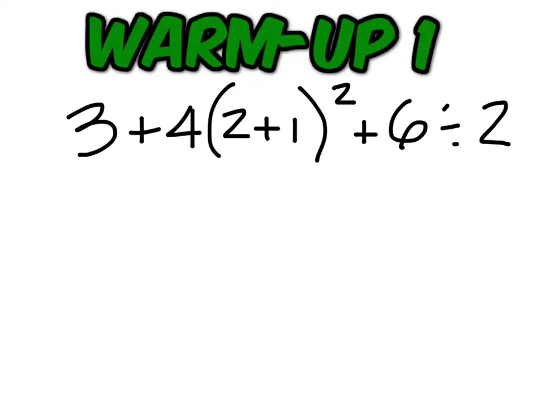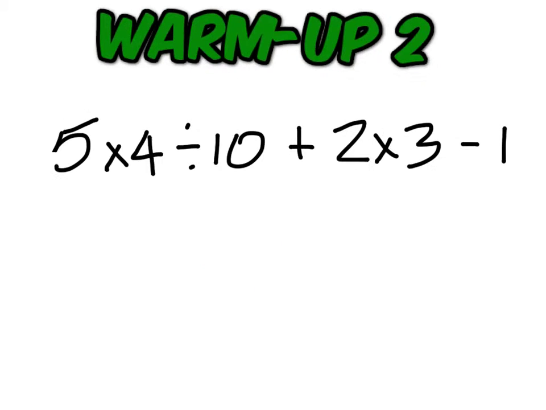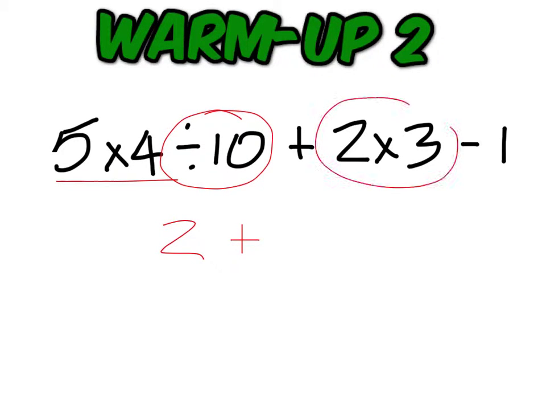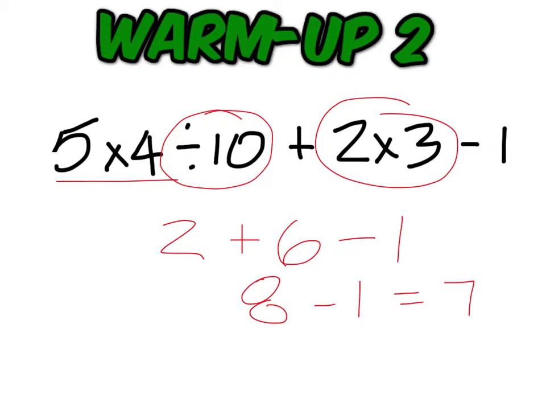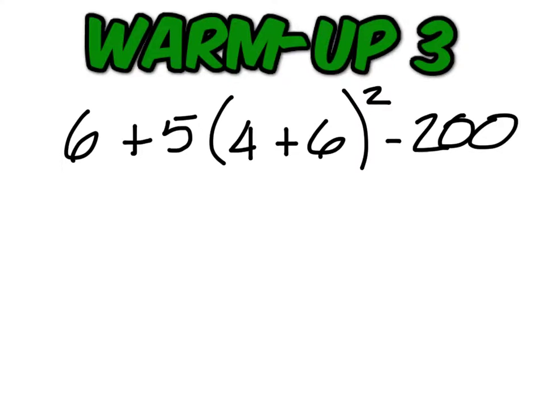Answer should be 42. You have to do 5 times 4, which is 20, and then divide by 10 to get a 2. Plus 2 times 3 is 6, and then minus 1. So that's 8 minus 1, which is 7. One more.